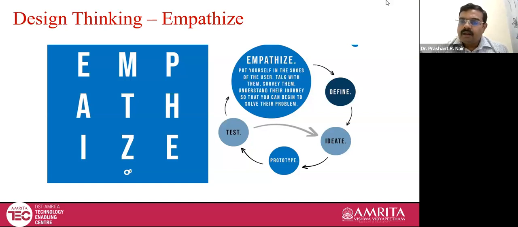Empathize. Right? Children with special needs, education, a lot of things have to be based on design thinking. Anyway, I'll come to that a little later. But what I'm trying to say is, empathize means put yourself in the shoes of the user. Talk with them, survey with them, move with them, immerse with them, shadow with them, understand their journey, and then take a lot of time. Don't do this in a hurry. Take as much time as possible. Spend the maximum time on empathizing, understanding this.